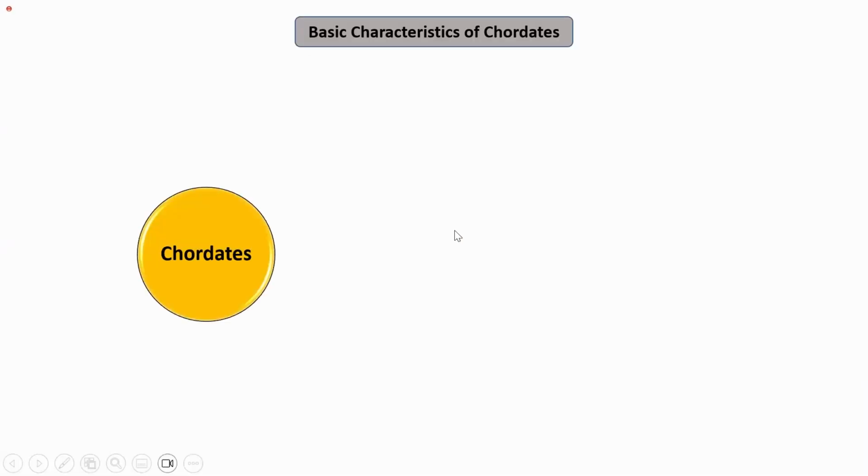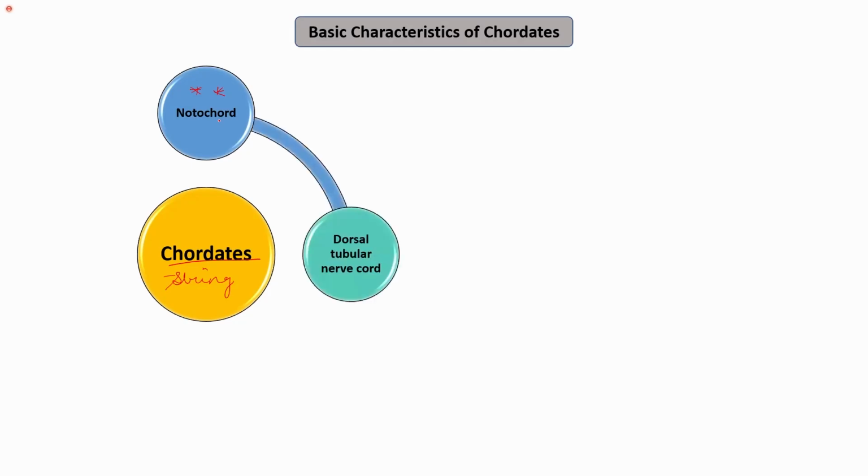So we were discussing the basic characteristics of chordates. Chordates are the ones that have a string-like structure present in them. This string-like structure is the notochord. This notochord is the most important and unique feature of the chordates. Otherwise, the other phyla lack the notochord and are referred to as non-chordates. The second important feature is the dorsal tubular nerve cord. So, unlike non-chordates, they have a dorsal nerve cord which is tubular, that is, hollow.